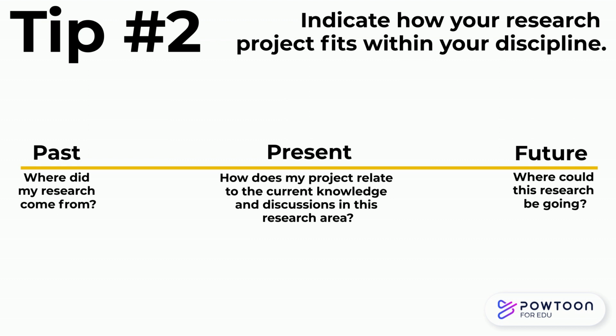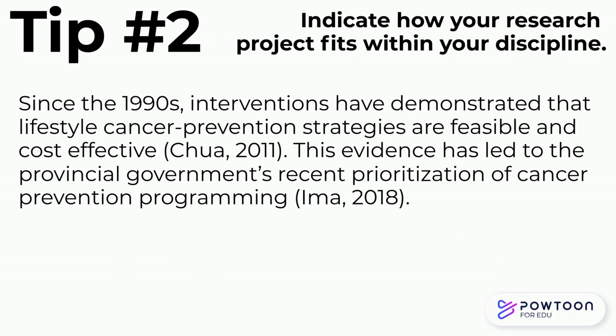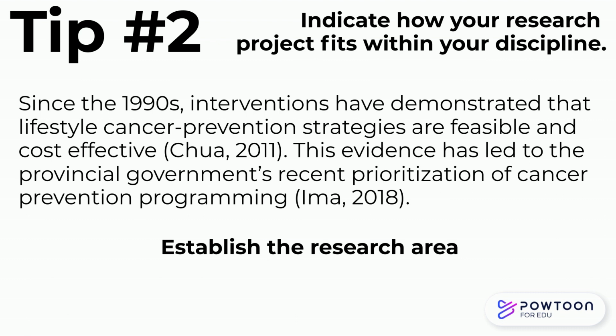There are different writing strategies for indicating the past, present, and future of your timeline. Strategies could include highlighting dates or periods of time, discussing changes over time, indicating ways that the past relates to the present, or exploring current controversies and hot topics. The following is an example of how a writer has used specific words and phrases to establish their research area. In the first sentence, the writer describes the history. They write, since the 1990s, interventions have demonstrated that lifestyle cancer prevention strategies are feasible and cost-effective. Trow, 2011. In the second sentence, the writer shows the relationship of the past to the present. They write, this evidence has led to the provincial government's recent prioritization of cancer prevention programming. Emma, 2018.